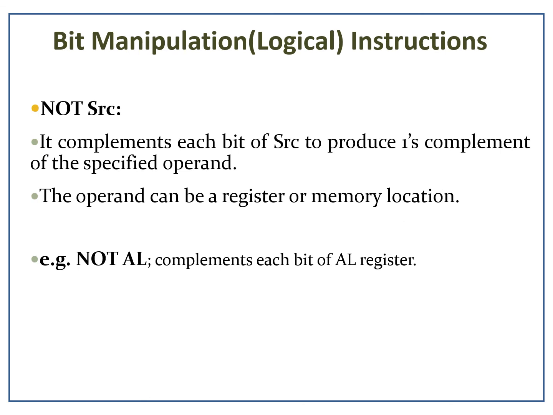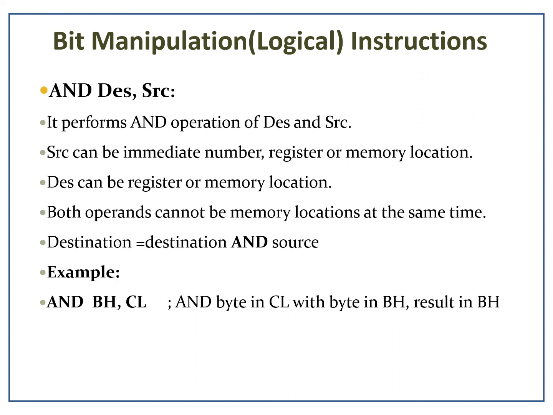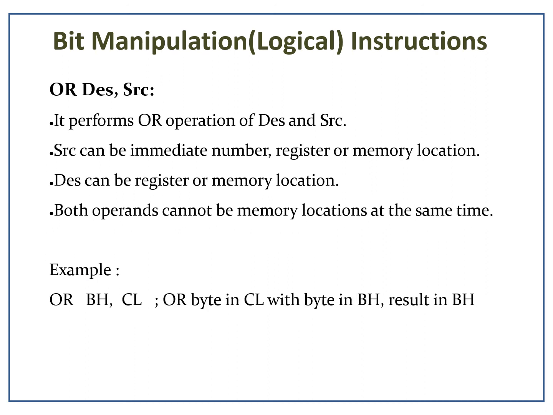Next is NOT source. This instruction is related to bit manipulation instructions, or we can say logical instructions. It complements each bit of the source to produce the one's complement of the specified operand. Next logical instruction is AND destination, source. It performs the AND operation, meaning logical multiplication, between destination and source, and the result is stored in the destination. Next logical instruction OR destination, source. So this performs the ORing operation with destination and source.